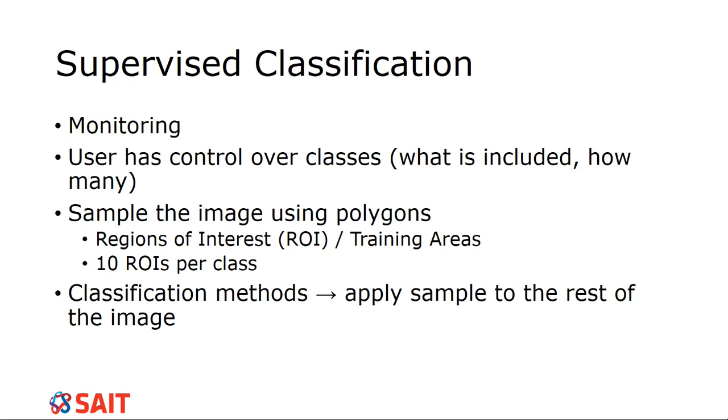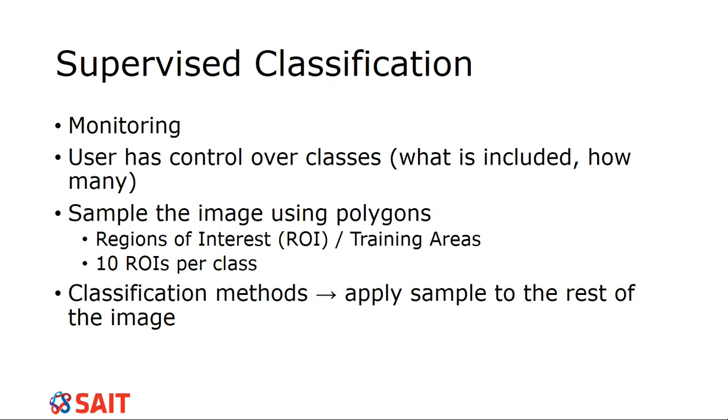You go through and sample your image using polygons, so you're drawing a bunch of polygons. Those polygons are known as regions of interest. They're also known as training areas. The standard is that you're going to have 10 polygons per class. Lots of times you're dealing with a pretty big image, and you're going to be zooming in a fair amount to see these classes. You also want a minimum of 10 pixels per polygon.